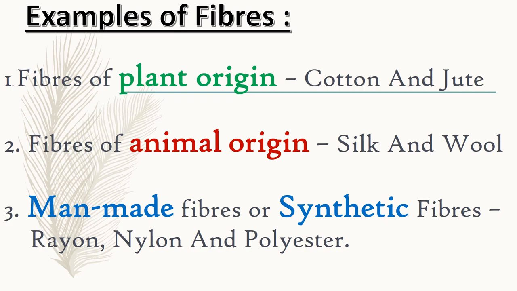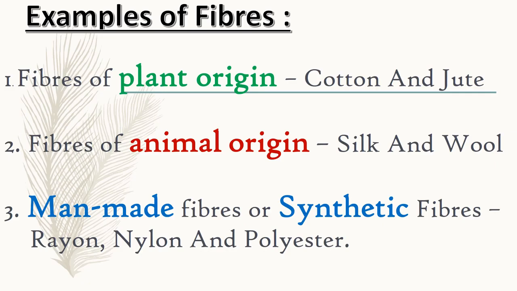Let's have few examples of fibers. Number 1, fibers of plant origin. These are the fibers which we get from plants. Cotton and jute. Number 2, fibers of animal origin. As the name suggests, we extract these fibers from the animals. Silk and wool.